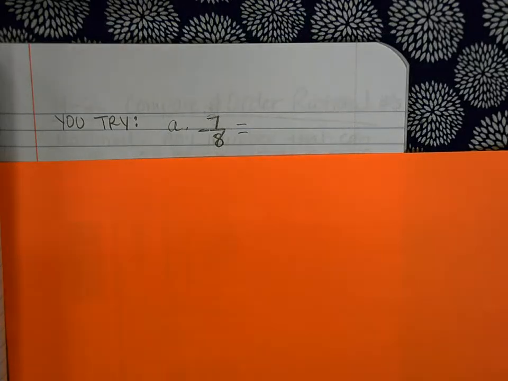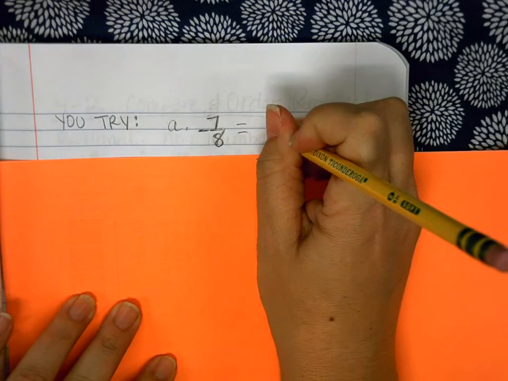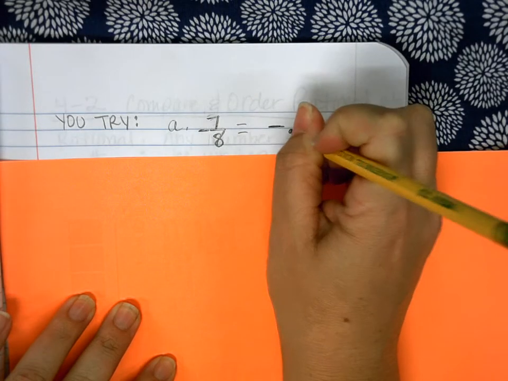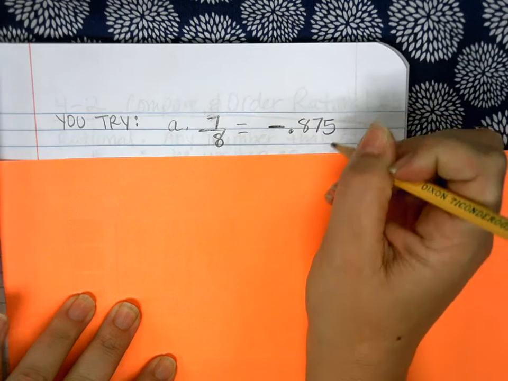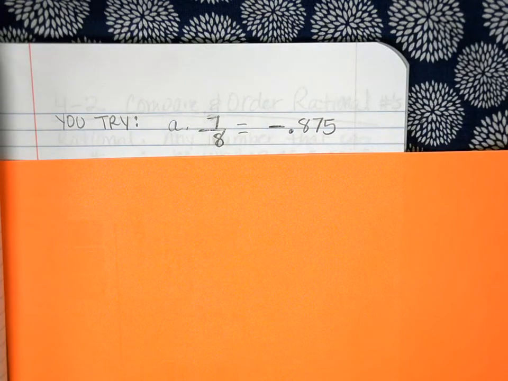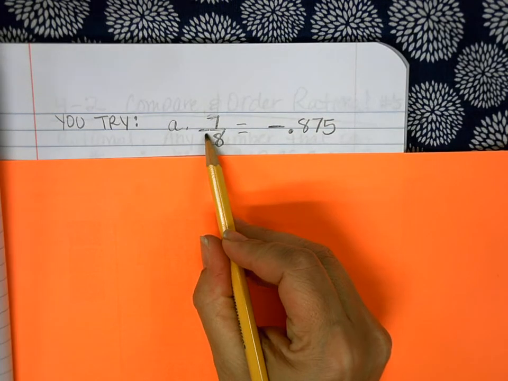Okay, Maddie, what'd you get? 0.875. What goes in front of the 0.875? Good. The negative. Don't forget that. Raise your hand if you got that right. Good job, you guys.